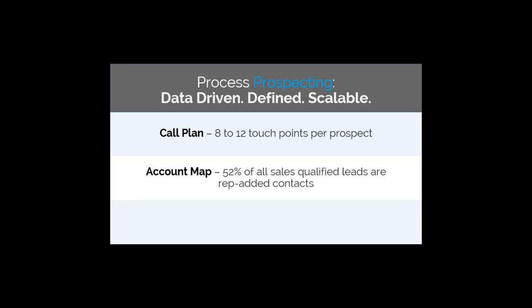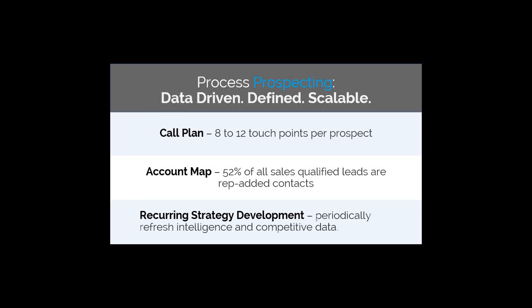Oftentimes I'll see a sales team approach target accounts with too narrow a scope, and they'll continue to prospect only 1 or 2 contacts within any given account. And this can lead the sales rep to make assumptions as to how worthwhile the account is to call and not do the right work on it and just give up. The third piece is creating a recurring strategy development process. And this is one of the more forgotten tasks within a prospecting strategy. So it's important to periodically take a high-level look at your data, competition, and product market fit.